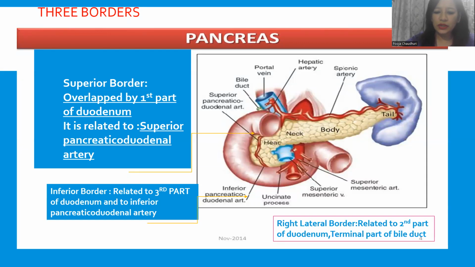In this picture, we can see how the pancreas is lying. The superior border of the head, as we can see, is overlapped by the first part of the duodenum, and it is also related to the superior pancreaticoduodenal artery. And the inferior border of the head of the pancreas is related to the third part of the duodenum and to the inferior pancreaticoduodenal artery.